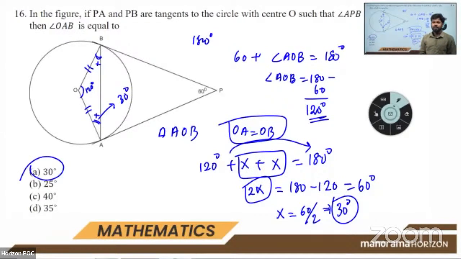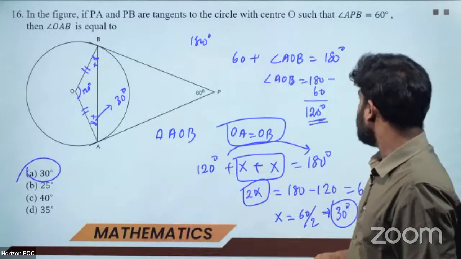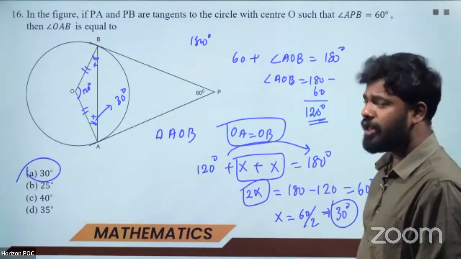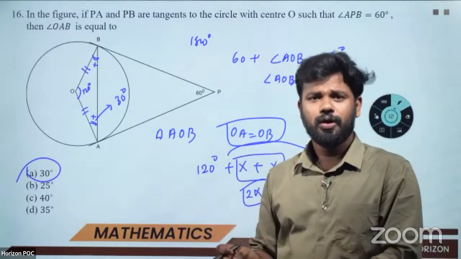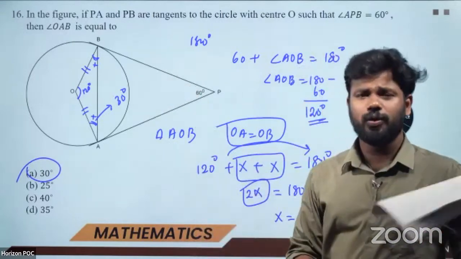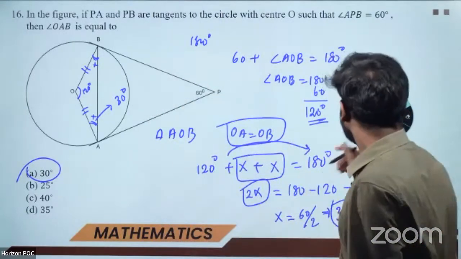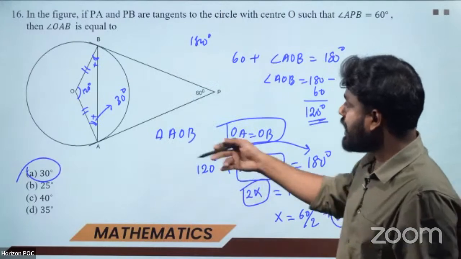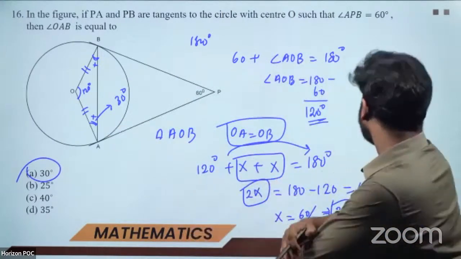Got the answer? Understood. So this angle OAB will be equal to 30 degrees. Now, you don't need to use all these steps to find this particular value. You can use simple steps also. You don't need all this because it's a multiple choice question. You don't need to show all these steps. So I'll also tell you how to find out this angle easily. Okay, so look here.